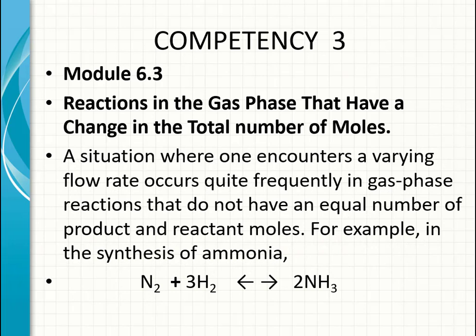For example, reactions in the gas phase that have a change in the total number of moles. A situation where one encounters a varying flow rate occurs quite frequently in gas phase reactions that do not have an equal number of product and reactant moles. For example, in the synthesis of ammonia, we have 1 mole of nitrogen plus 3 moles of hydrogen giving 2 moles of ammonia, and so we have 4 moles of reactants and only 2 of products, so there is going to be a decrease in the volume.